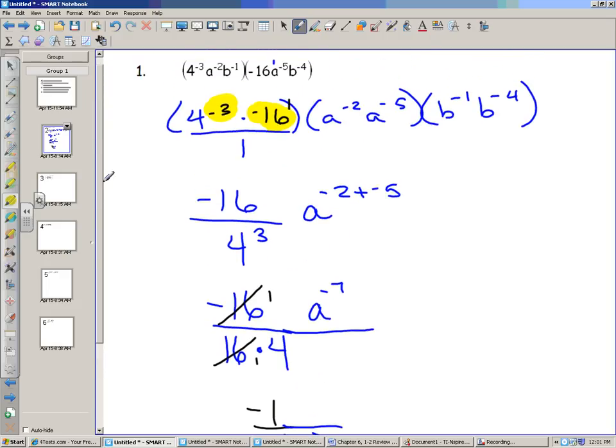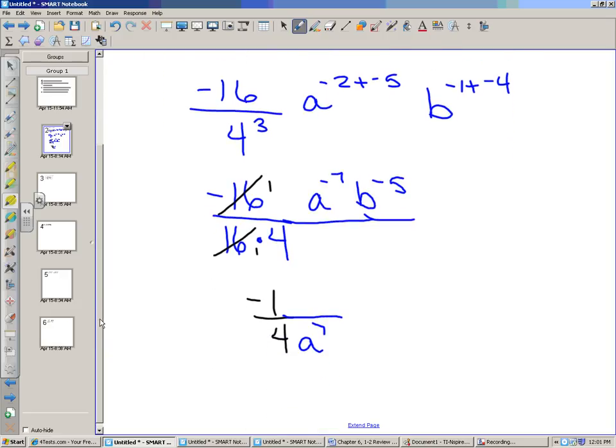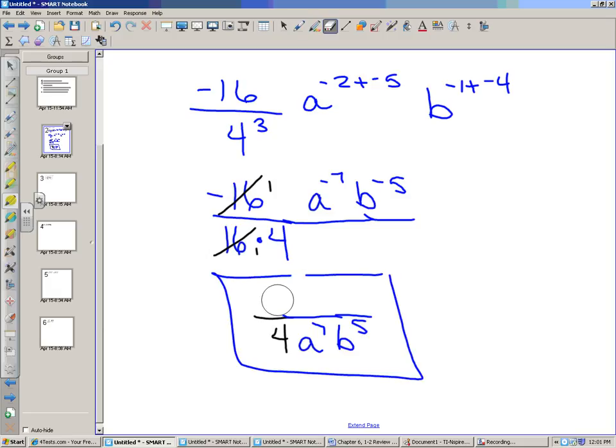Go back up. What do I do with this? B to the, what do I do with the exponents? You add them, so this is going to be -1 plus -4, and that's going to be b to the -5. Again, put that over 1, and now what do I do? It's negative, right? So to make it positive, I go to the bottom. Now this is done, and I can actually move that -1 and put it in the middle. Do you see how I took it step by step by step? Yes or no, people? Do you see that? Easier?